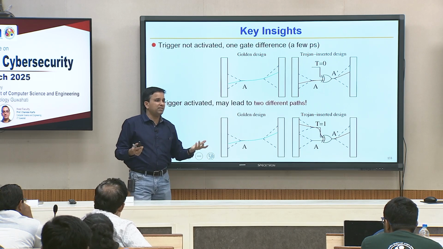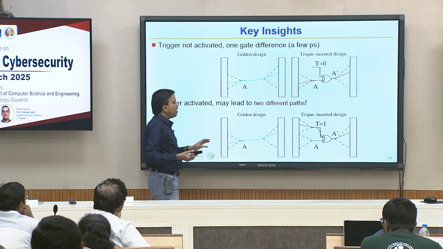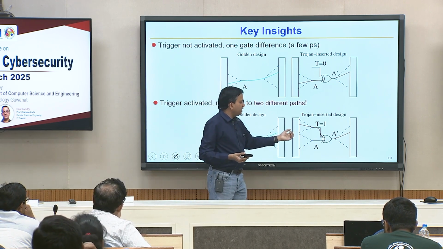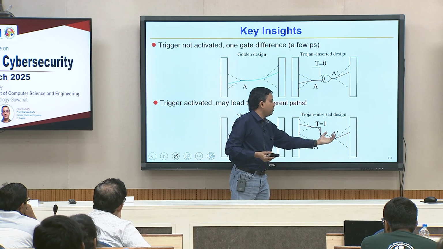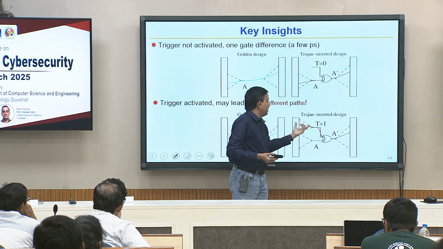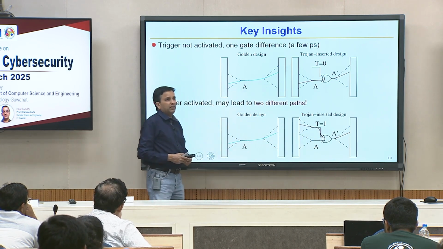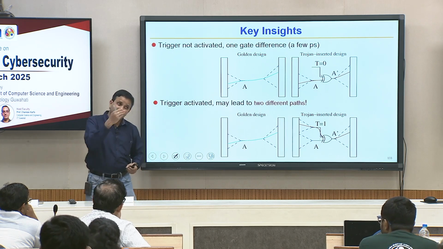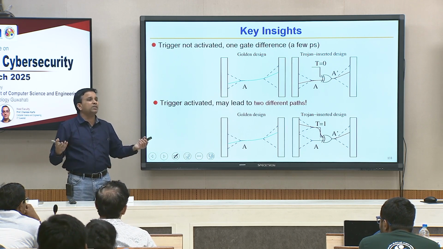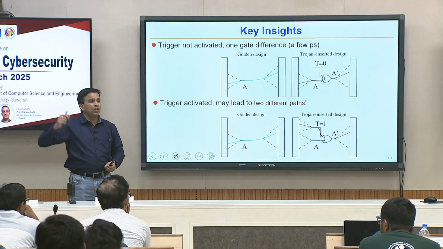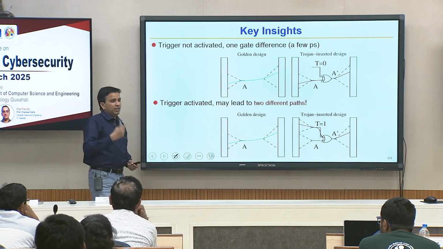In the bigger scheme of things that cannot be detected by anybody, but if we can somehow activate the trigger, then there is not only a single gate, there could be a lot more gates in the payload and in the trigger. This path is totally different than this path. That does not mean the delay would be more, it could be less, but it is a totally different path. Now you have two different paths, that is why there are two different delays. When you apply the input and measure the output, there is a delay, so the delay difference will help you identify the Trojan.